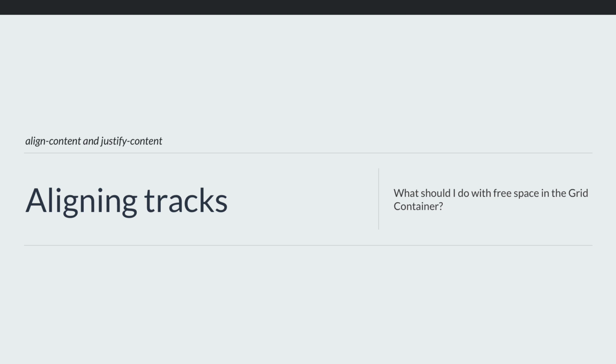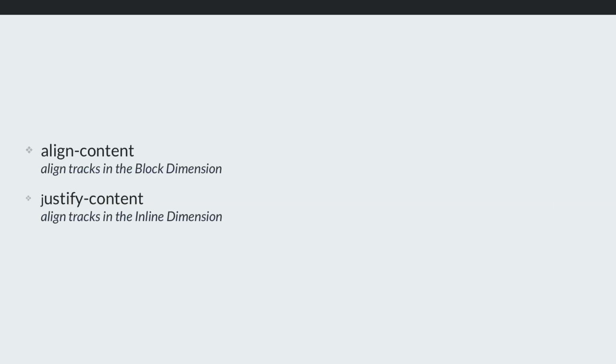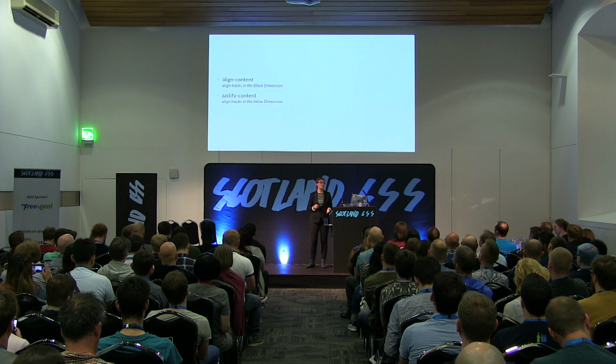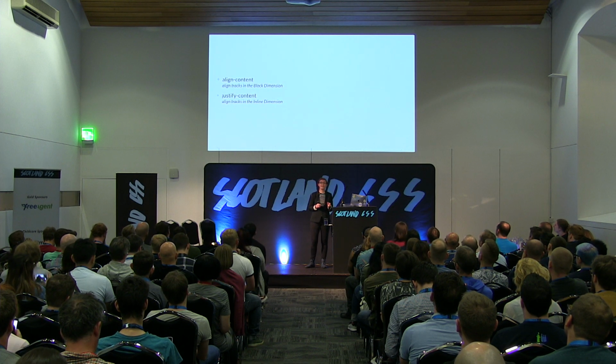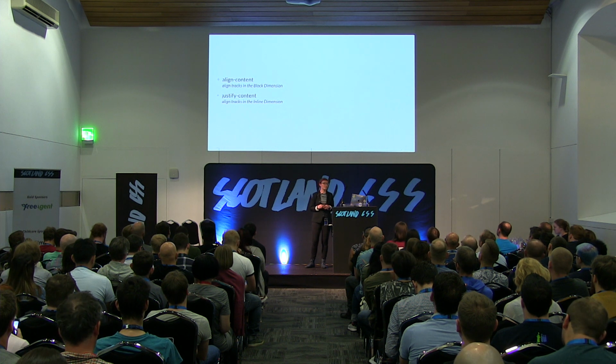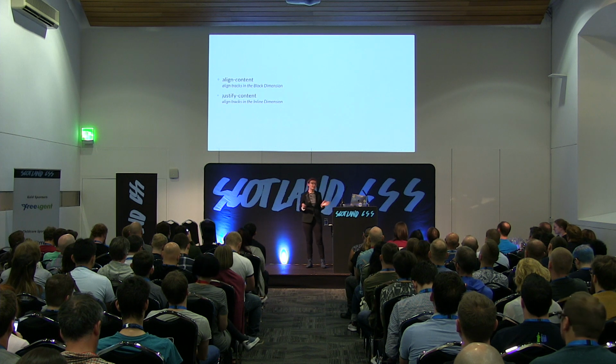And then we're going to deal with the content properties which deal with free space. So what do we want to do with our leftover space? Now here's something that confuses people. Do we use align content or do we use justify content? Align properties always work in the block dimension. So they always work in the direction that the blocks run down the page. So if you're using align anything, you're working on the block dimension. If you're using justify anything, you're using the inline dimension.